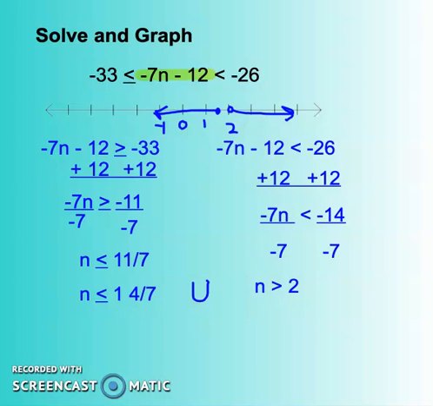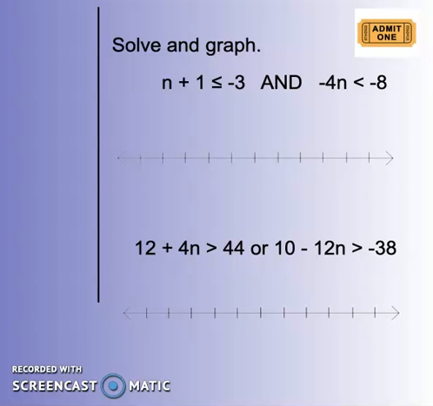Okay, what I would like you to do is try a couple problems. One of them is an intersection and the other one's a union.